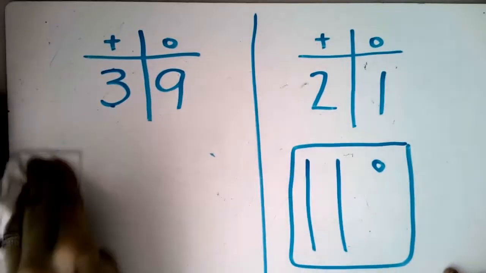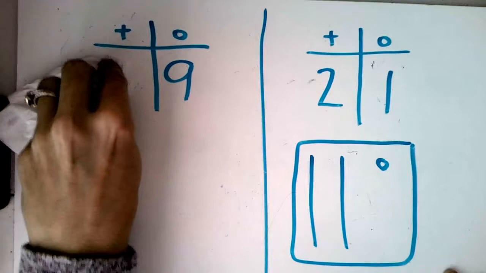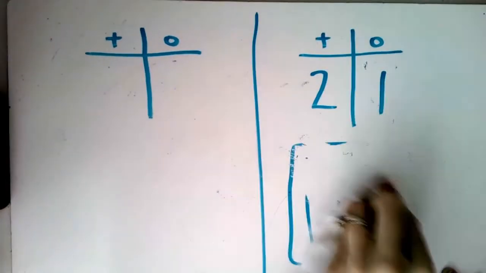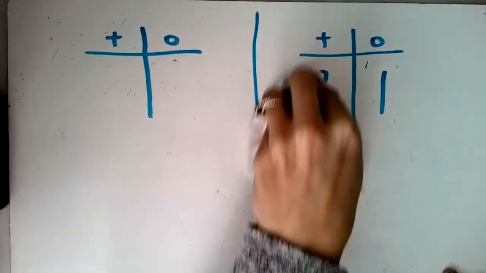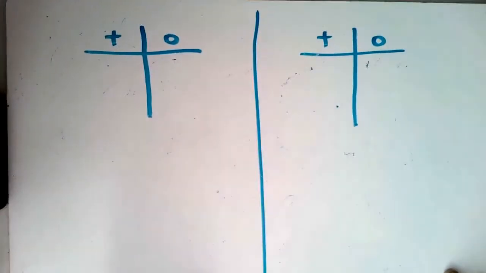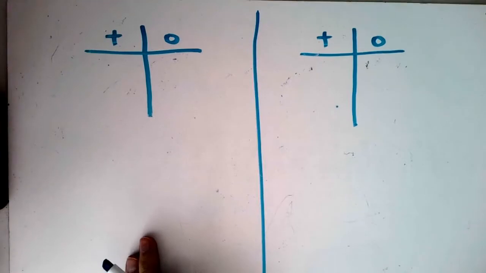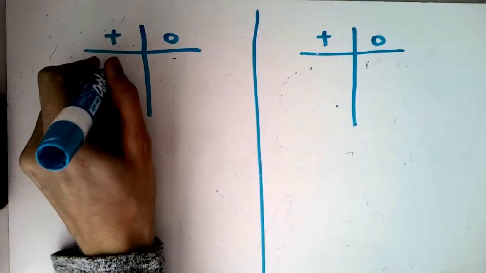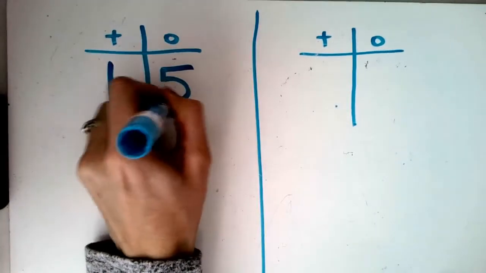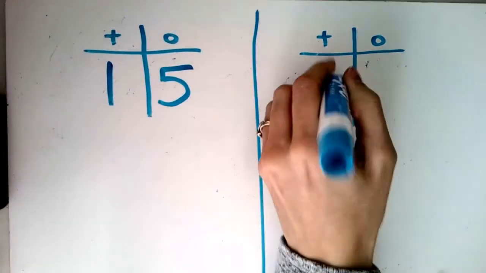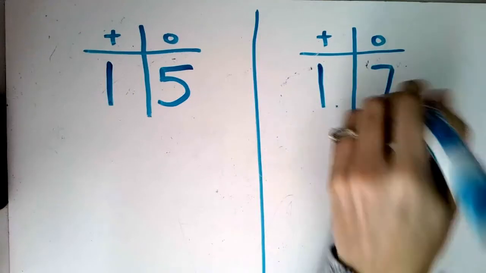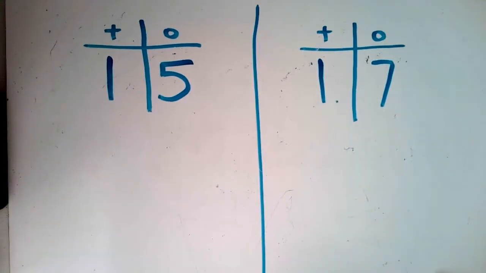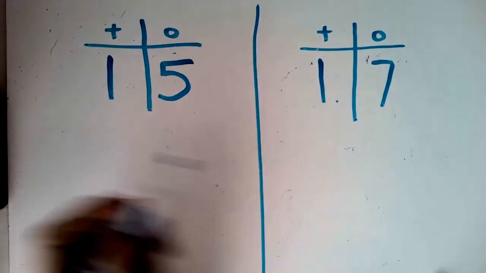So erase the picture and erase your numbers, but try to leave that place value chart. All right. Why don't we do 15, 1 10, 5. Let's do 17 over on the other side. Okay, 15 and 17. We can draw our pictures.